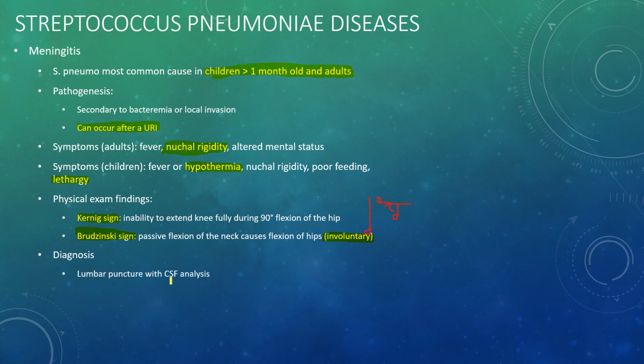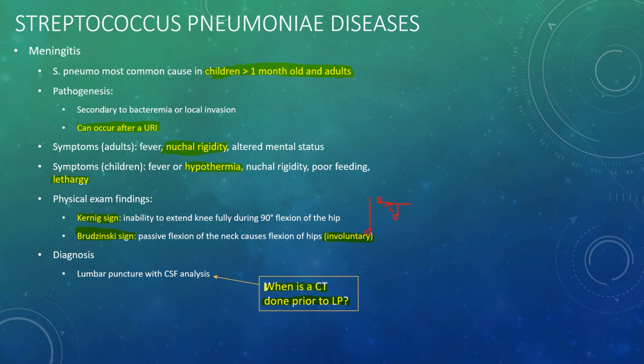So for diagnosis, we have lumbar puncture with CSF analysis. Very, very important. The best way to diagnose meningitis is to look at the CSF itself. So a key thing to know is, when is a CT done before a lumbar puncture? So this is a critical thing to know because if you do a lumbar puncture and a patient has increased intracranial pressure, you could predispose them to having a herniation of the brain and major long-term complications.